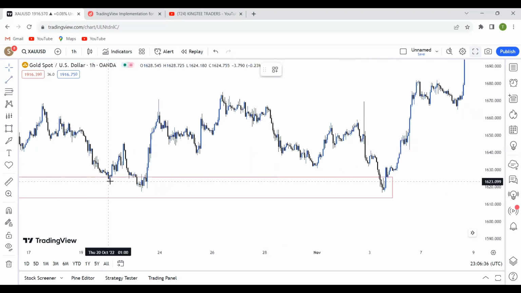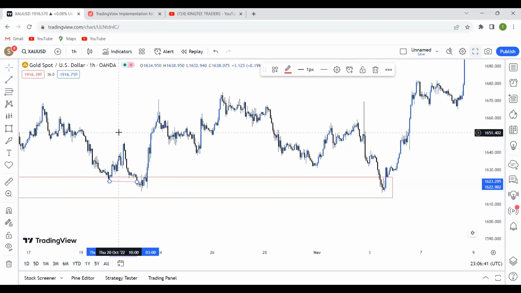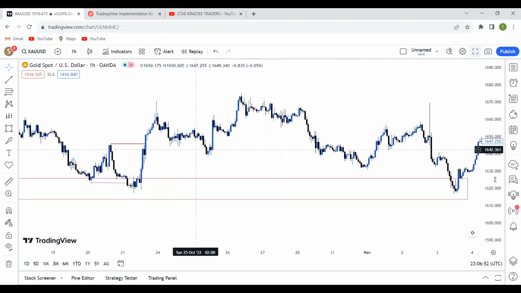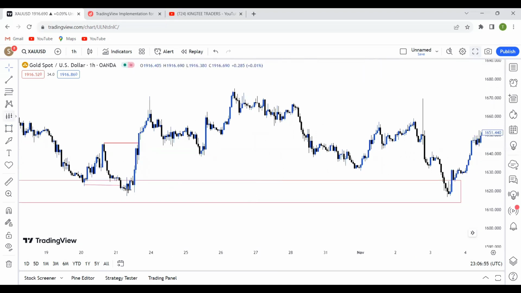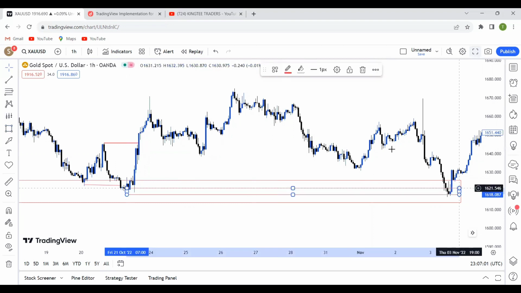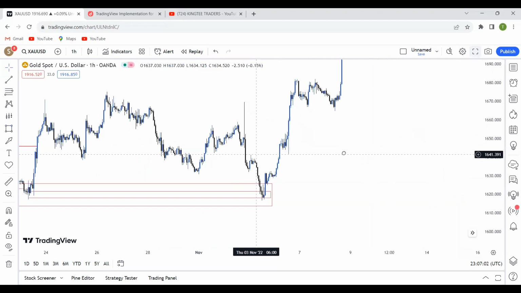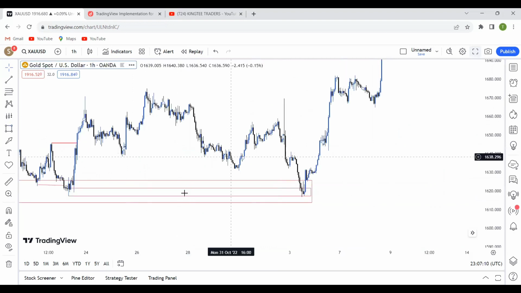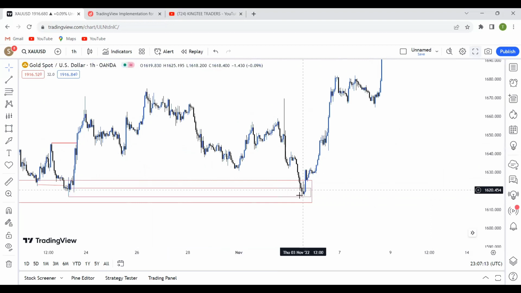Previously here, this move that mitigated my 4-hour OB created a BOS. Then after this break of market structure, our market created what? Change of character here. Now we are having a confirmation. So in this case, my order block is going to be where? Here. This is where my order block is going to be. And I will use this 1 hour order block as my confirmation to enter this long buy. See, after the market mitigated this order block, the market pushed up.